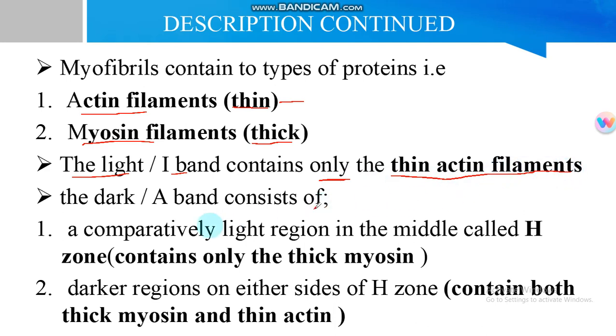Then the dark band has two regions. There is a region in the middle of the dark band which is somehow lighter. It is comparatively lighter compared to the other regions in the dark band. And that region, of course, is in the middle of the dark band. We call it the H region. We call it the H zone. The H zone contains only the thick myosin filaments. Remember, we said the thick piece of paper is thick, but at least you can see some light through it. That's why it appears somehow light.